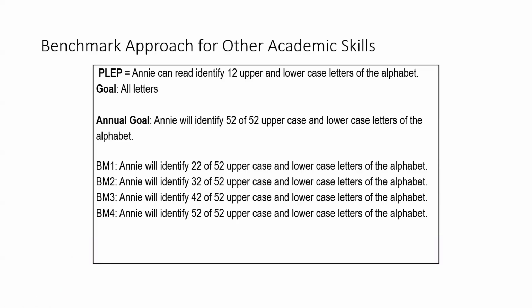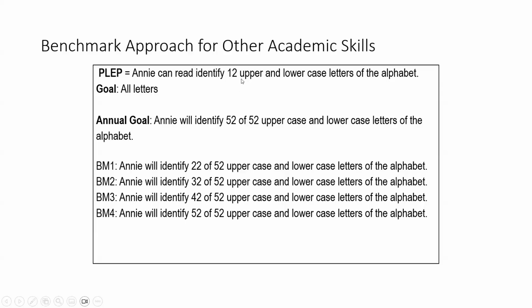The benchmark approach, here's another way to look at it, and here's how to actually write benchmark objectives. So the present level of educational performance is that Annie can read 12 upper and lower case letters of the alphabet. The goal is for her to be able to read and identify all letters. So the annual goal is written that Annie will identify 52 of 52 uppercase and lowercase letters of the alphabet.